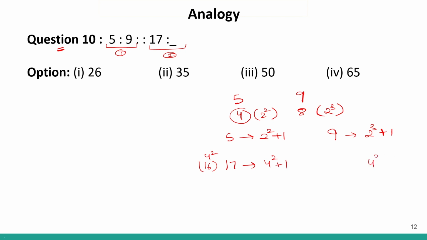Now what is the value of 4 cube? Value of 4 cube is 64. Plus 1 will give me 65. So if I have 4 over here, 65 over here, I can write it as 4 cube plus 1. So my answer will be option number 4, 65. So the logic was, it was square plus 1 and cube plus 1. Similarly, 4 square plus 1 and 4 cube plus 1. This was the logic. Okay. And this is your question number 10.